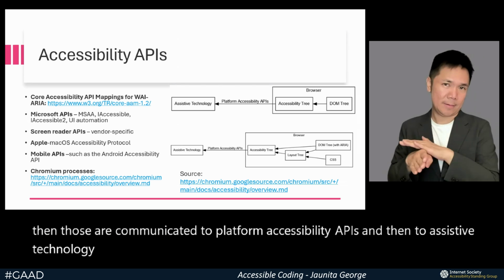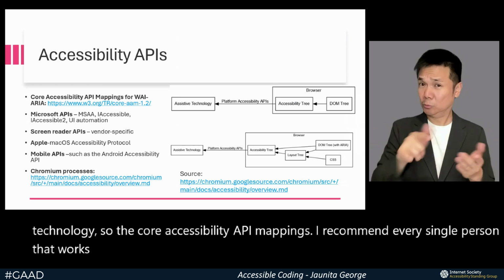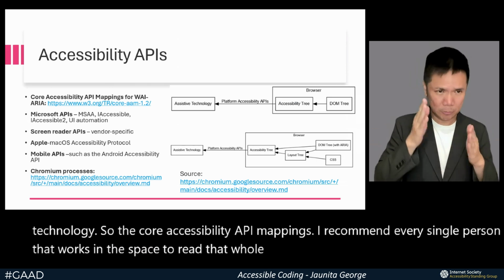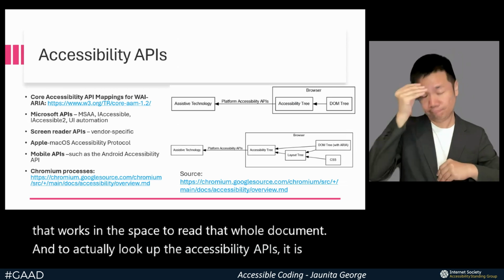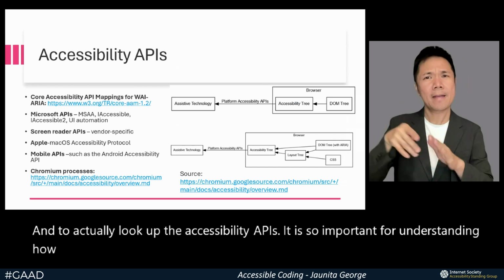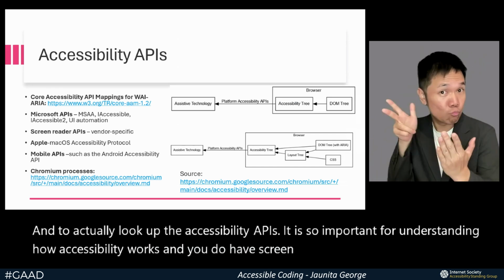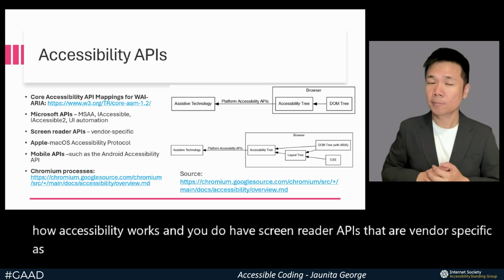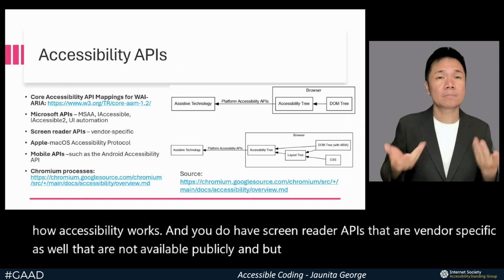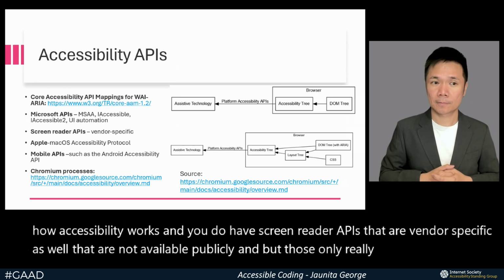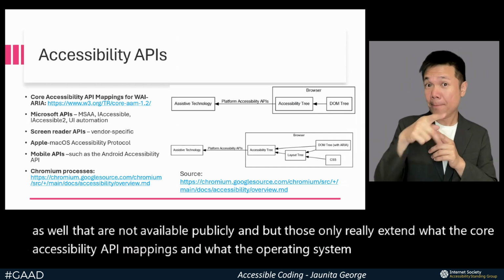So the core accessibility API mappings, I recommend every single person that works in this space to read that whole document and to actually look up the accessibility APIs. It is so important for understanding how accessibility works. And you do have screen reader APIs that are vendor specific as well, that are not available publicly. But those only really extend what the core accessibility API mappings and what the operating system APIs currently do.